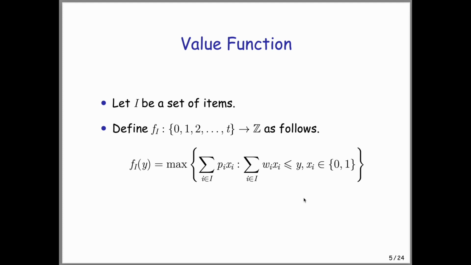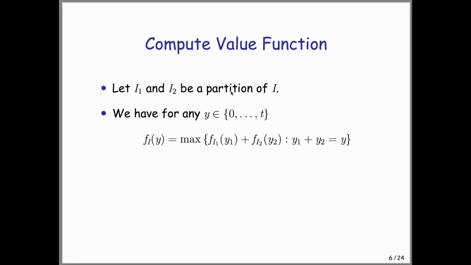Okay, let's start with an important definition, the value function. Let I be a set of items. We define its value function as follows. For each capacity y from 0 to T, the value of the function is the maximum profit we can achieve with a total weight not exceeding y. It's easy to see that our goal is to approximate the value of the function at T.